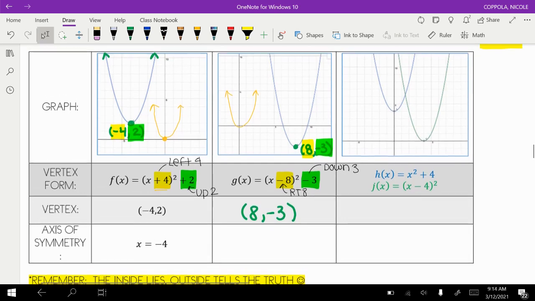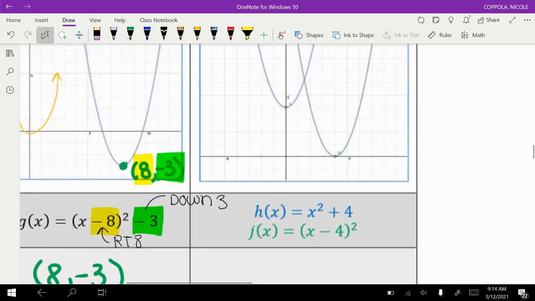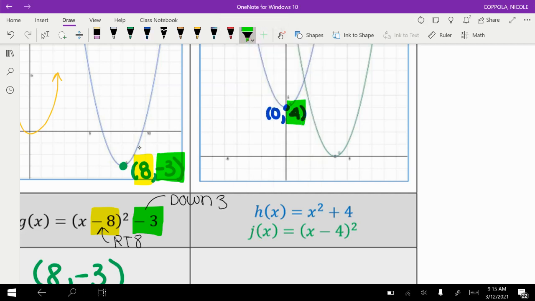The last one I want to look at is this blue and green graph combo. Let's look at the blue graph first. Let me pick up my vertex from this blue graph. The coordinates are 0, 4. So I didn't go left or right at all, but I went up 4. When I look at the equation, notice nothing is attached to the x inside the parentheses, but on the outside I have the +4 tacked on. So this is my vertical shift up 4.